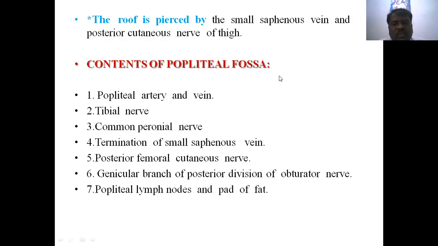After removing this, we can find the boundaries of the muscles: medially the semitendinosus and semimembranosus, laterally the biceps femoris muscle, and below, the lateral and medial heads of the gastrocnemius. After removing all these boundaries, we can identify the contents of the popliteal fossa. What are the contents? Immediately we can identify the popliteal artery and popliteal vein. The popliteal artery is a continuation of the femoral artery, whereas the popliteal vein is formed by the continuation of the anterior and posterior tibial veins.